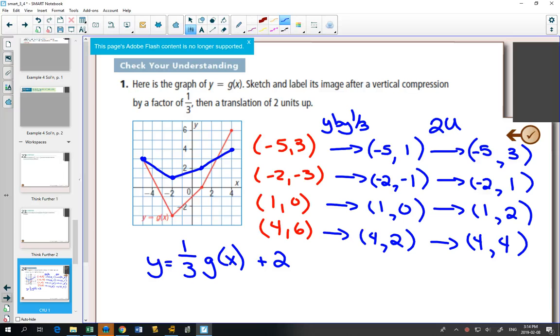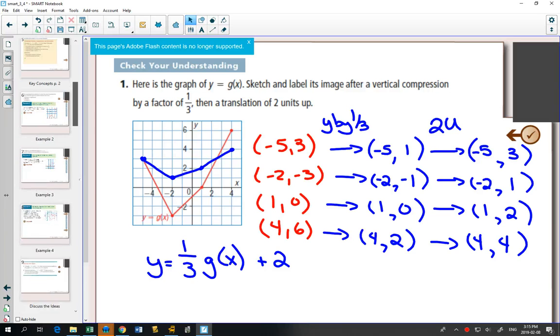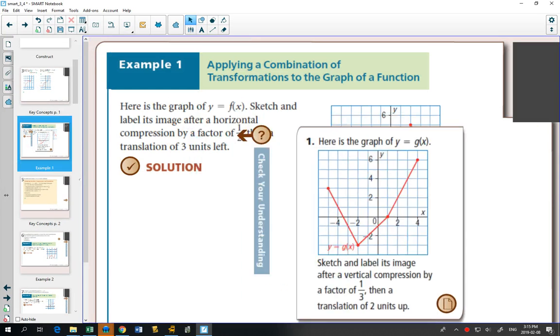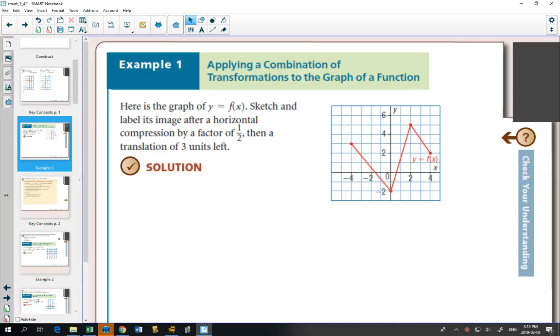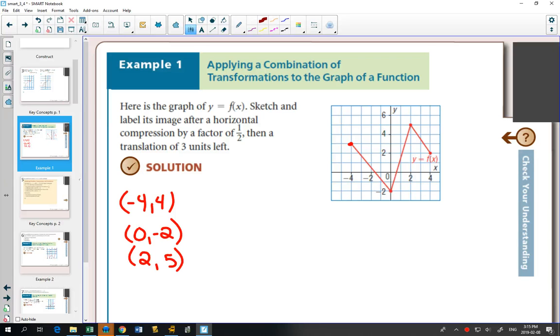Now in this situation, we're also going to go over the example that the textbook has off to the side, just regular example 1, because something happens in this one that's important to look at. The beginning part of this question is exactly the same as the one that we just did. It's going to be easy. You want to do a horizontal compression by a half and a translation 3 units left. So nothing's different. Our points, we're going to start off with -4, 4, then 0, -2, 2, 5, and 4, 2.